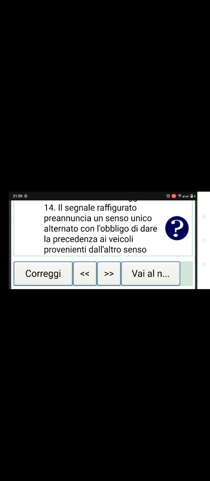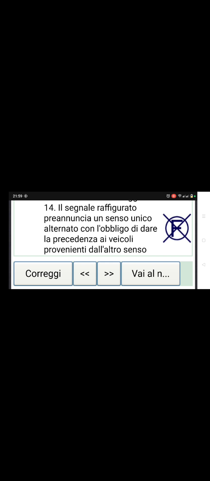Number 14. Il segnale raffigurato, this sign figure, pronuncia un senso unico attenuato. So this sign figure is announcing a one-way alternate sense con obbligo di dare precedenza ai veicoli provenienti da altro senso. So this signal is announcing the obligation to give right of way to the vehicles coming from the other opposite sense. No, it's false. Not this very signal, not this one.